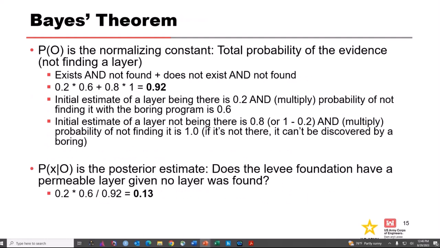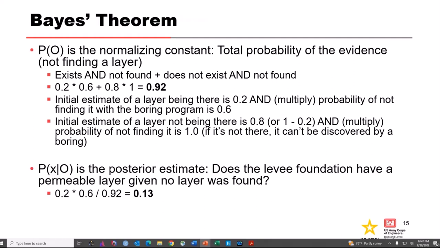Moving on, the normalizing constant. Again, we have to make sure that we normalize things so that we get a proper probability as the output of Bayes' theorem. So this is the total probability for the evidence. Given all the different ways things could have played out such that we didn't find a layer, what's the total probability that could have happened?